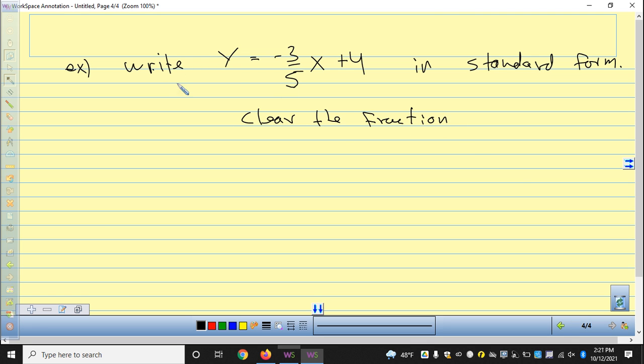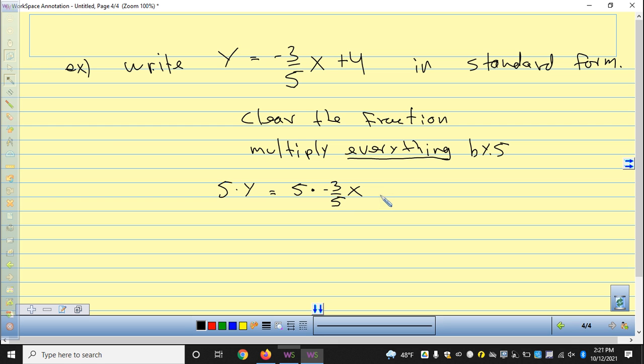So in this case, our fraction is 3/5. How do we get rid of that 5 in the denominator? Multiply by 5. Now we need to remember to multiply everything by 5. So I'm going to multiply everything on both sides by 5. So I'm going to have 5 times y equals 5 times negative 3/5 x plus 5 times 4. I have to multiply everything by 5.